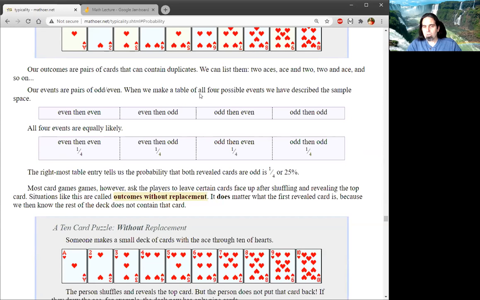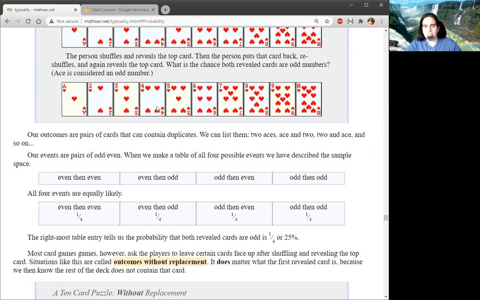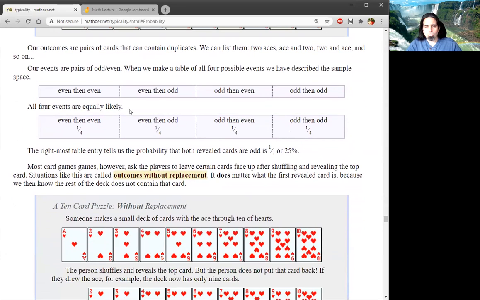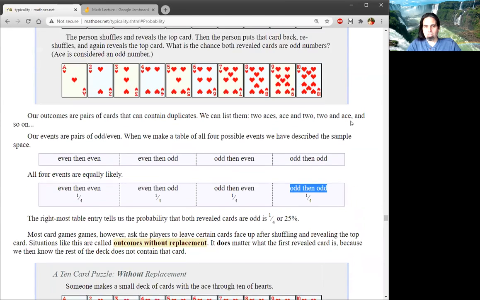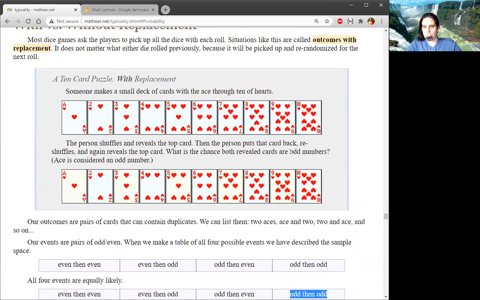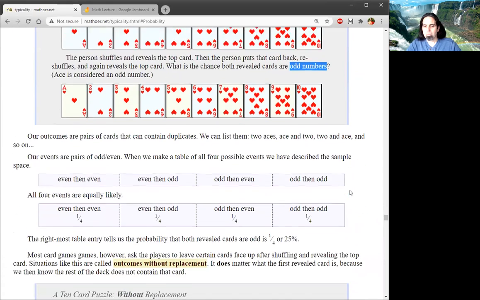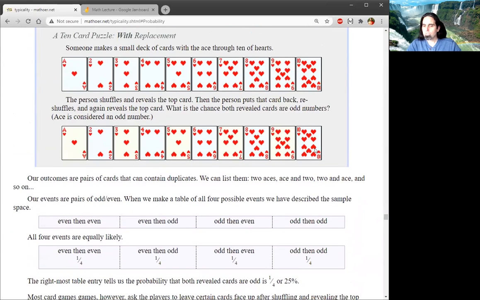Because we're just taking a card with a 50-50 chance of it being odd, all four of these are equally likely. Even then even is a quarter, even then odd is a quarter, odd then even is a quarter, odd then odd is a quarter. So the one we want is this one here, odd and then odd. So it's only 1/4 or 25% that we're in this box of our table. That shouldn't surprise you. When I asked the question the first time, what's the chance of getting two odds, you probably thought 1/4 anyway. So far, so good.